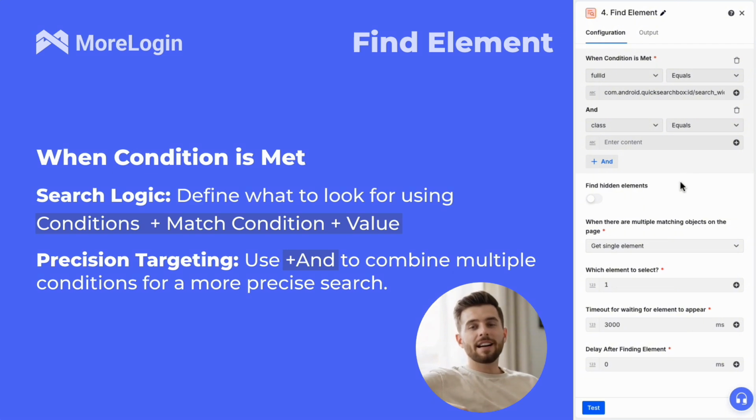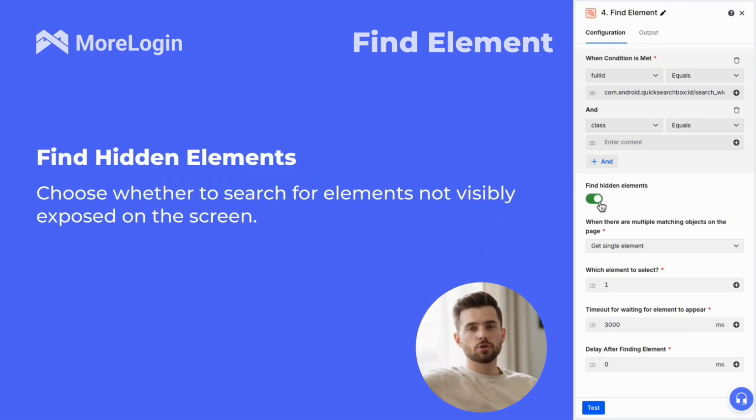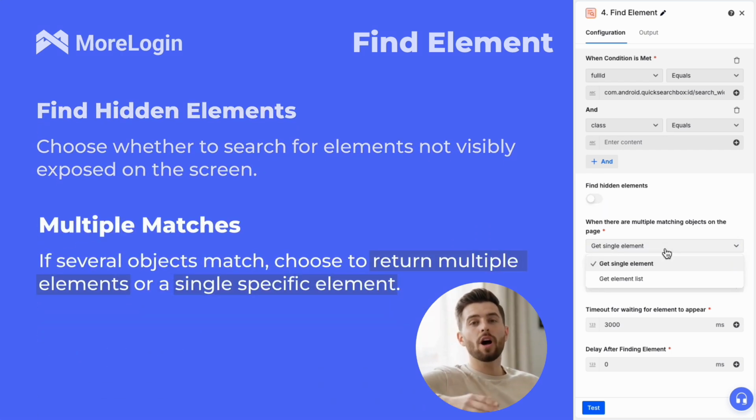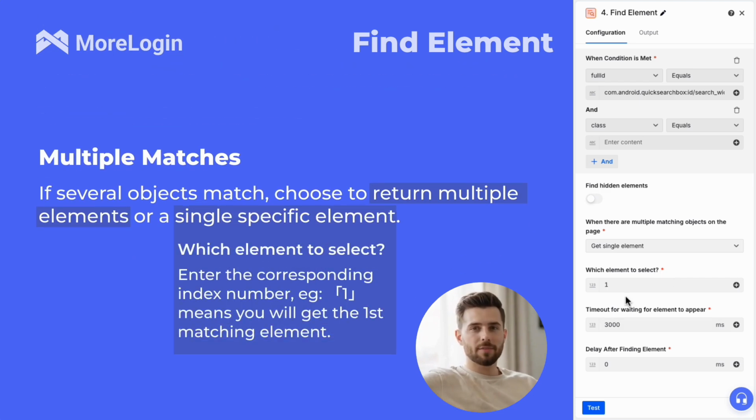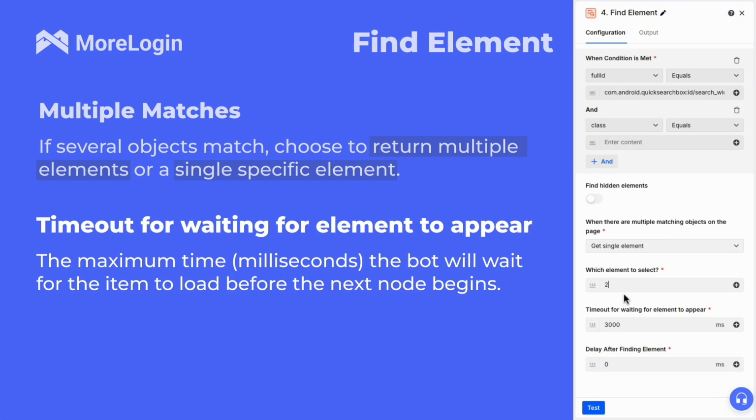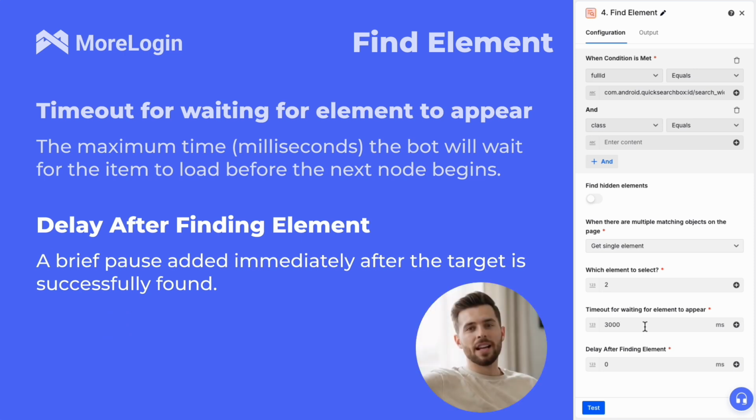Below that, Find Hidden Elements controls whether the node should also search elements that are not visibly exposed on the screen. Then you decide what happens if more than one object matches. You can return a single element, or in other cases, work with multiple matches. If you choose a single element, you also specify which element to select. After that, timeout for waiting for an element to appear tells the workflow how long to keep polling before moving on. And delay after finding element lets you add a pause after the target is found.